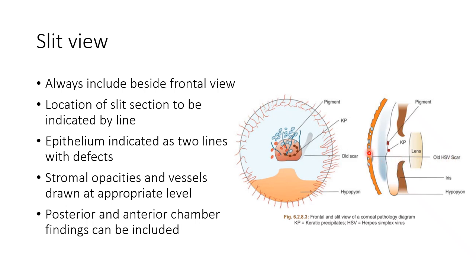Now this one is an old HSV scar which is somewhere in the superficial stroma and it is shown in black. Then the hypopyon, they've shown the hypopyon in yellow or orange, and that's all right. KPs, again, are shown in yellow and they are shown stuck to the endothelium, and pigments are shown in brown. So basically, when you look at the cornea, this diagram is showing you the exact location of the scar in the cornea, which is between the epithelium and the stroma, or you can say subepithelial or superficial stromal.